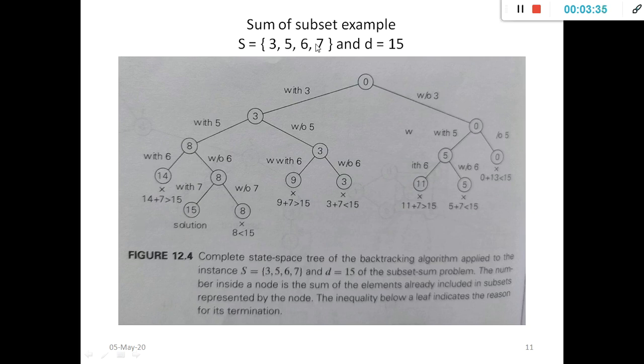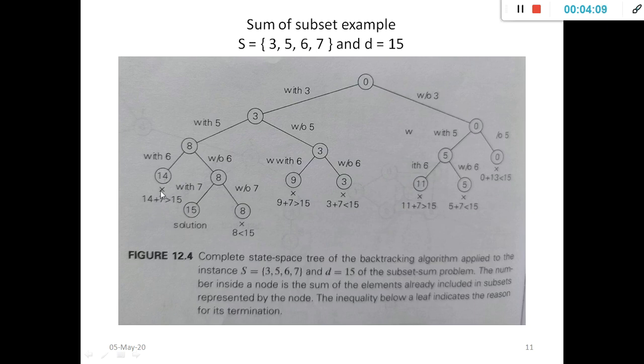Next, try to include the element 7 into the subset. But when you try to include 7, that is 14 plus 7, the value becomes 21, and 21 is greater than 15. It is not possible to include the element 7 into the subset because it violates the constraint, since the expected d value is 15.